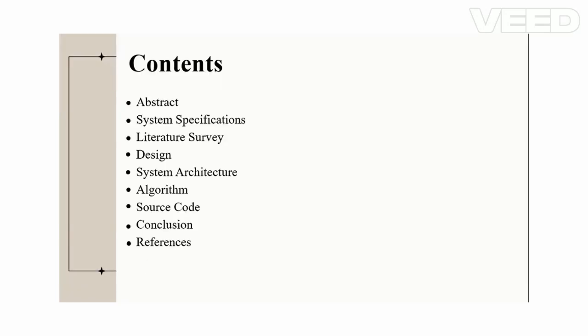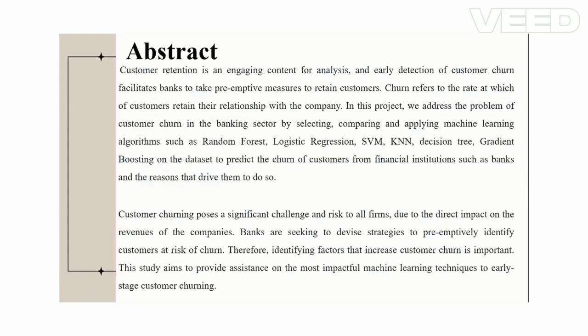Coming to our abstract, our project aims to analyze and detect the customers who are likely to churn from the company. Churn refers to the measure of how many customers stop using a product. This churn rate poses risks and challenges to companies due to its impact on revenue. This study provides assistance in the banking sector by using ML techniques to detect customer churn. By doing so, the company can take preemptive decisions and make changes to its product or services.